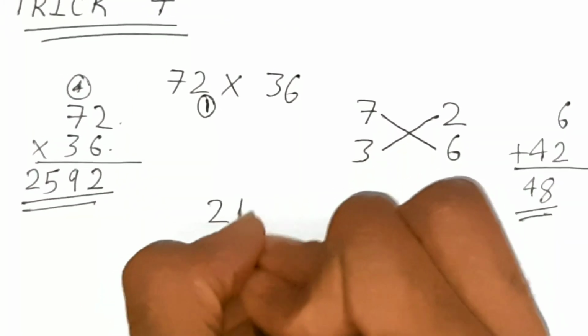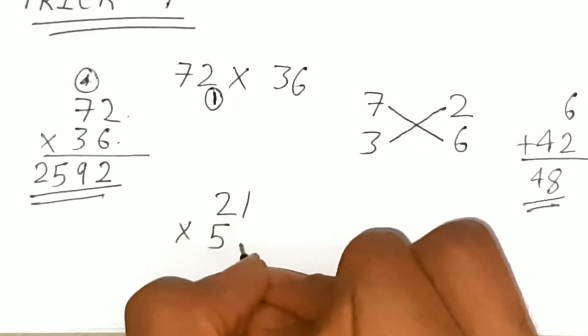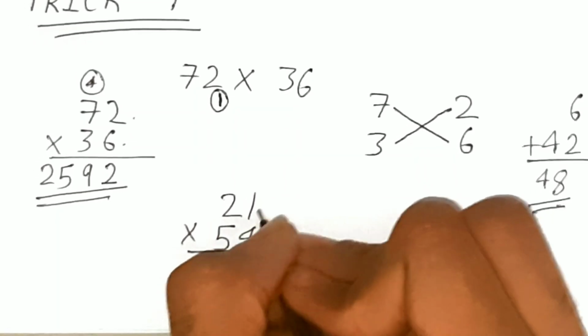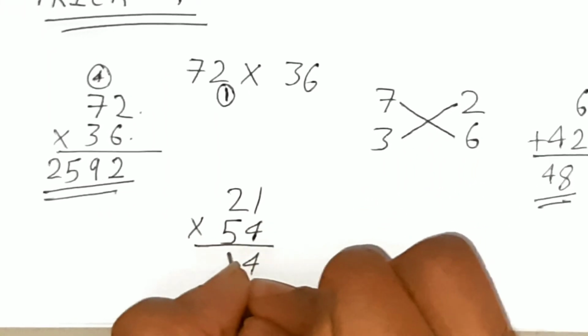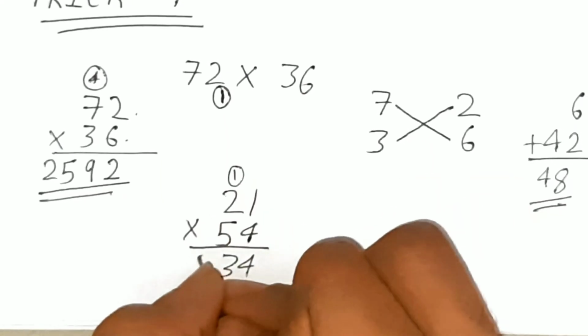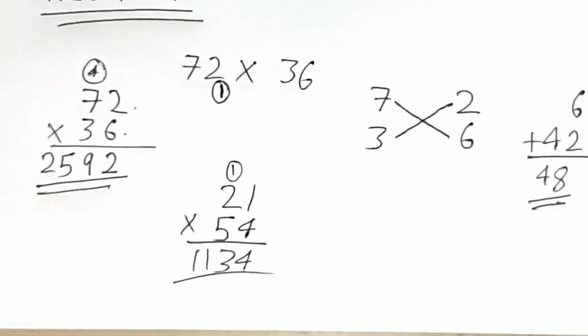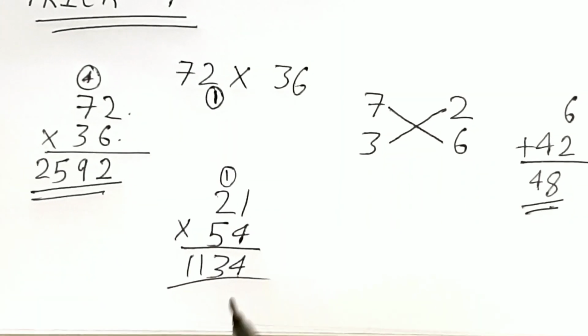Let's take one more example. 21 into, let's say, 54. 4 into 1, 4. Let's try it faster. So it's 8 plus 5, that is 13. We'll write 3 down, 1 carry forward. 2 into 5, 10 plus 1, 11. So here is our answer. It was really fast, right? You can try some more numbers on your own. You can try many more.